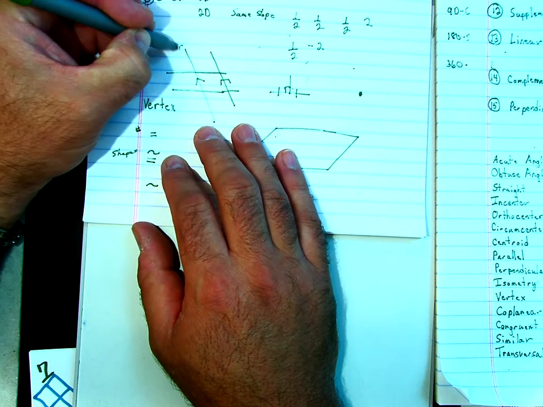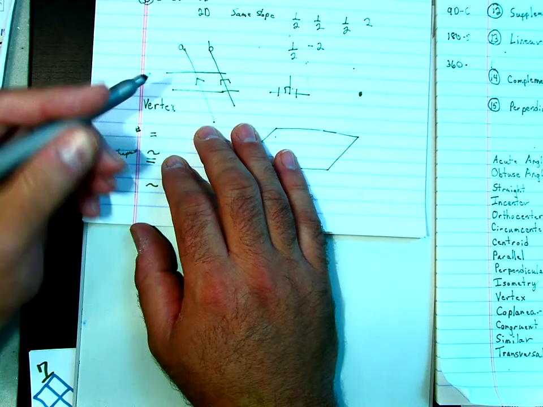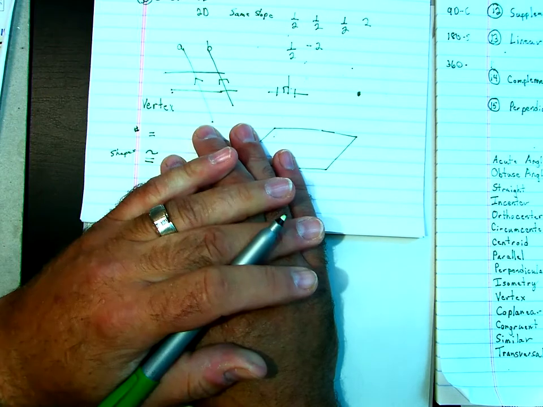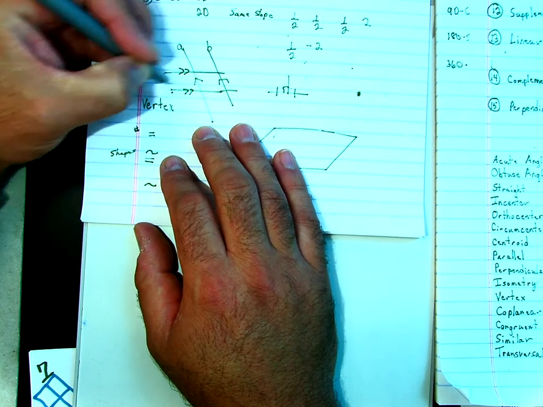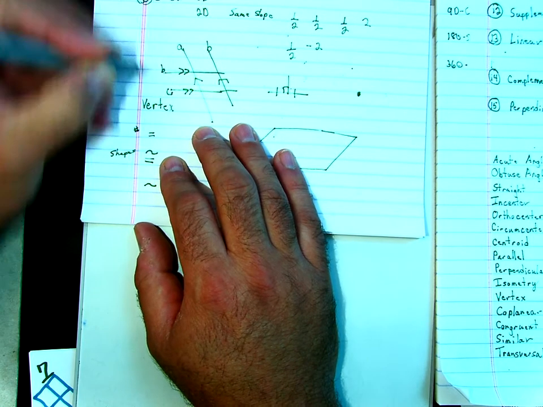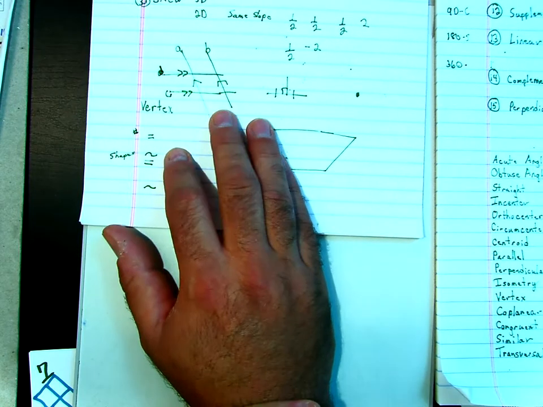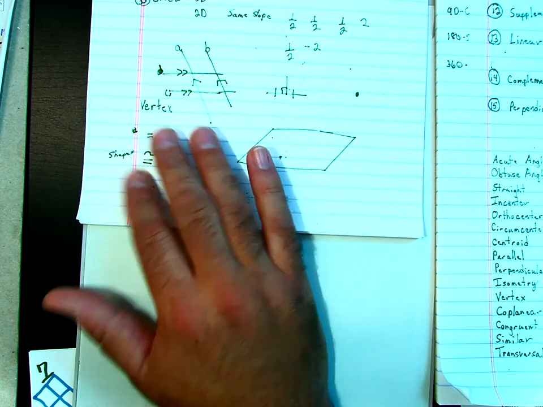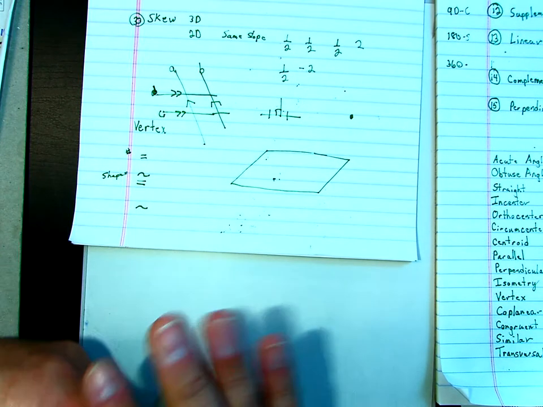If I said name a transversal to the parallel lines A and B, well then you would name this right here, or this. If I said name the transversal to the parallel lines C and D, oops, it's my dyslexia, C and D, it would be either A or B. So understanding what a transversal is: a line that cuts through a set of parallel lines.